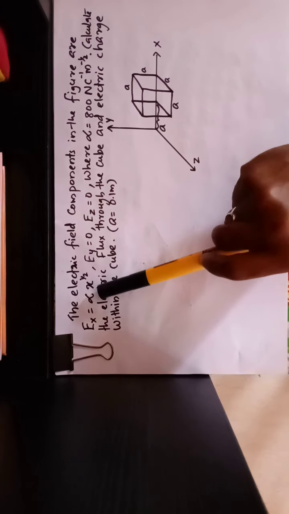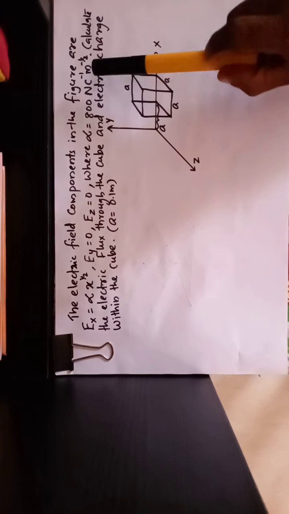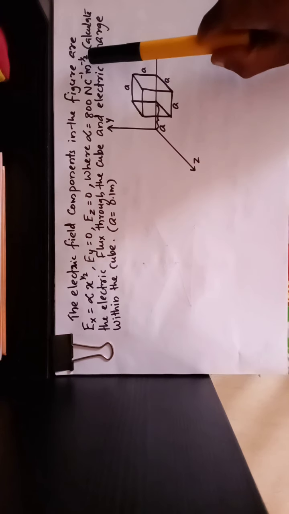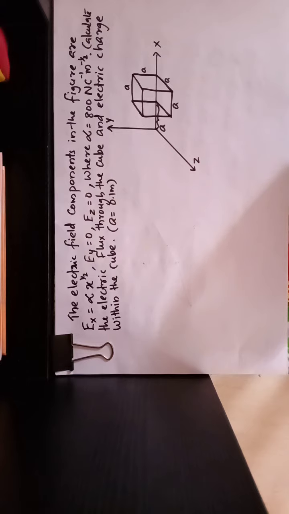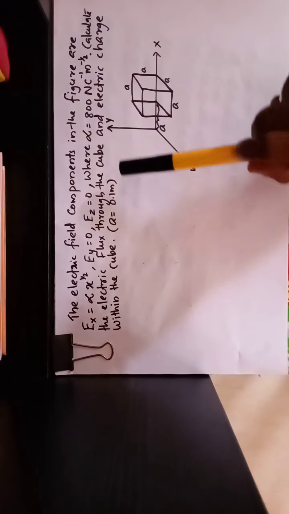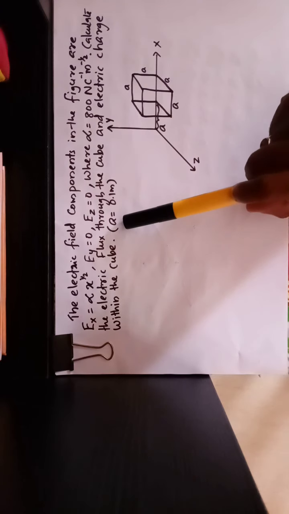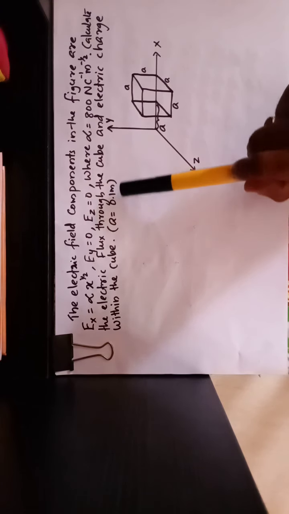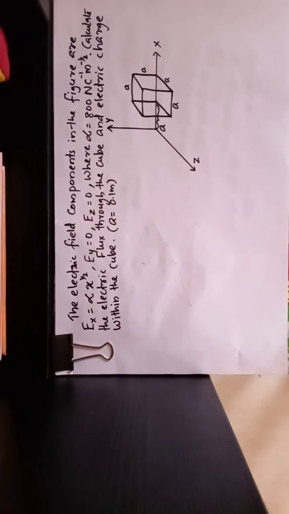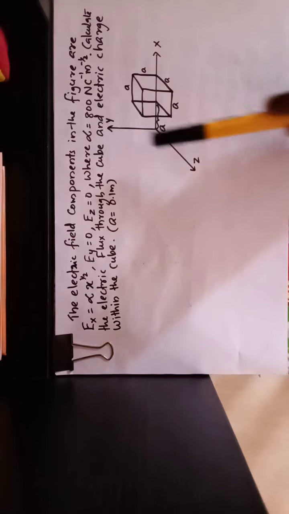Ex is equal to alpha x raised to 1 by 2, where alpha has a value of 800 newton per coulomb meter raised to minus 2, meter raised to minus 1 by 2. Calculate the electric flux through the cube and the electric charge within the cube. A means the side length of the cube, which is 0.1 meters. In the figure you can see the x direction and the y direction.